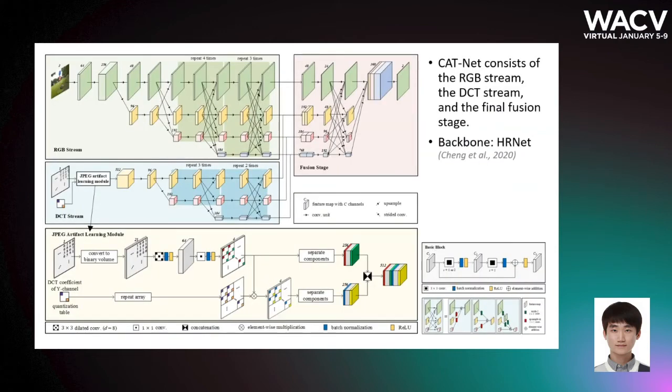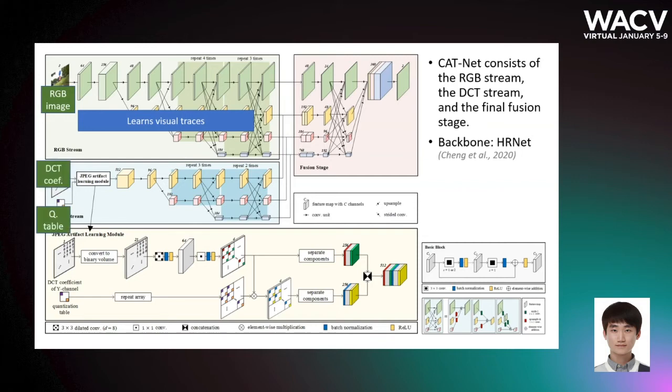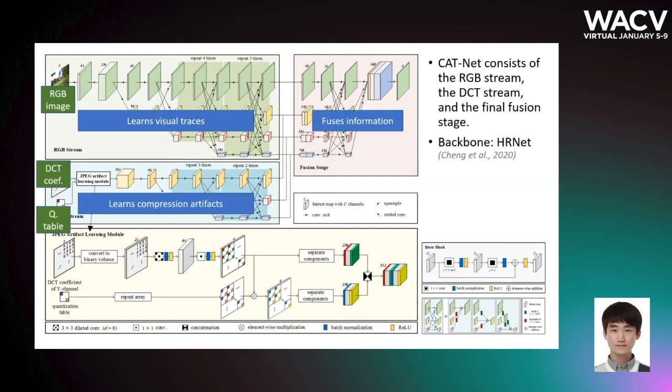This is our proposed network, named CATNet. It consists of two streams and a fusion stage. The RGB stream takes a normal RGB image as input and learns visual traces. The DCT stream takes DCT coefficients and a JPEG quantization table as input and learns compression artifacts. The fusion stage fuses the two stream outputs. I'll explain three key points of the network. The first one is conversion to a binary volume.